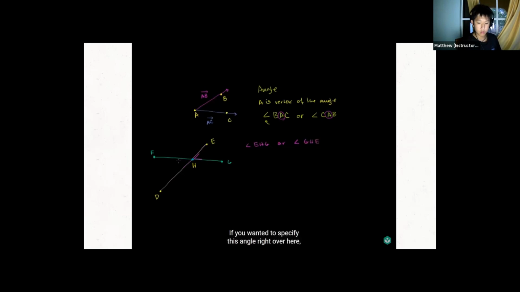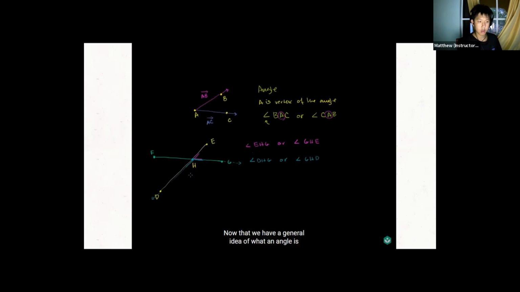GHE. If you wanted to specify the angle right over here, the one made up of that ray and that ray, if you were to keep on going past those points, then you could call that angle DHG, or angle GHD. I think you get the point. This angle up here could be FHE or EHF, and this one could be FHD or DHF. And when you do it this way, it's very clear what angle you are referring to.